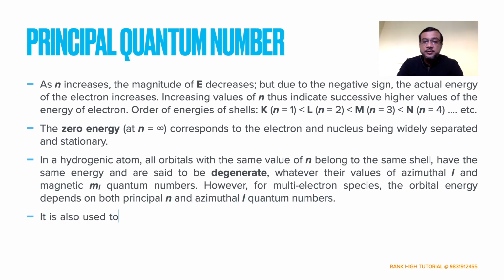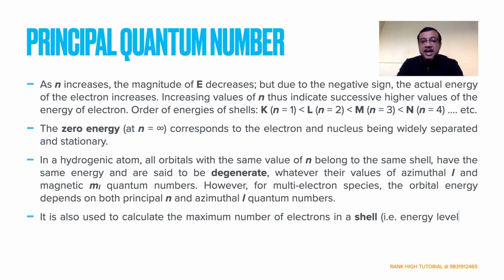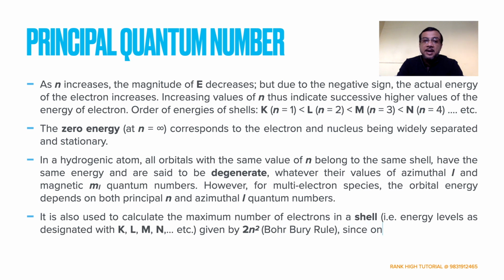It is also used to calculate the maximum number of electrons in a shell, that is energy levels as designated with K, L, M, N, etc., which is given by 2 into n square since one orbital can occupy maximum 2 electrons. This rule is also known as Bohr-Bury's rule.